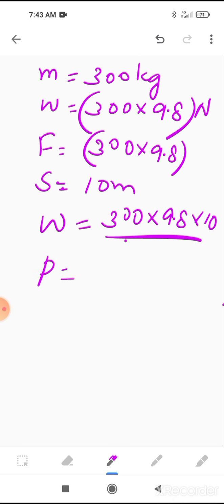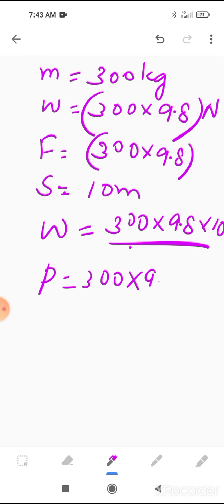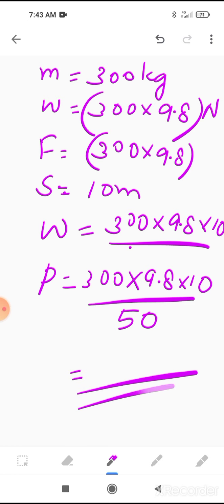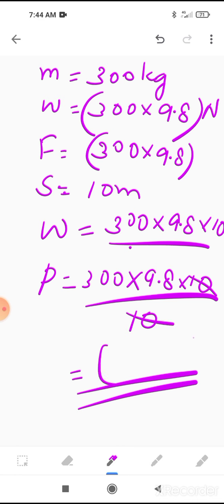Now power is work upon time. This work 300 into 9.8 into 10 is the work upon time 50 seconds. Do this calculation, you will get the power. Sorry, time is 10 seconds. Second is the time. So this 10 and 10 will get cancelled and you will get the power.